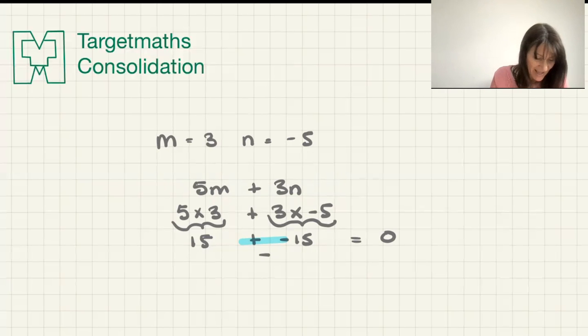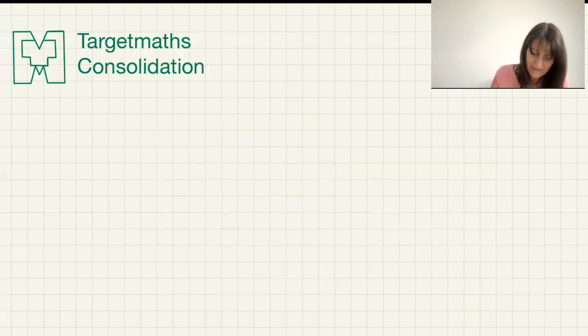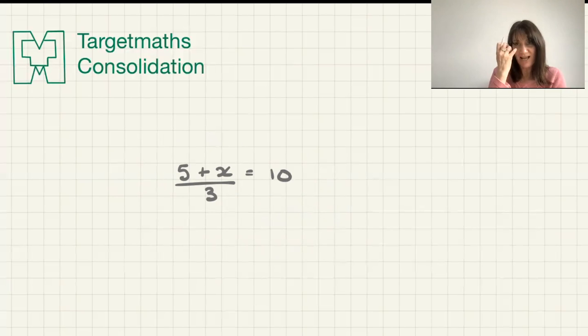Okay. Last question. I think we've done loads. I think you've done really well. So we've got 5 plus x, oh no, let's put it over 3, and we'll say that equals 10. So that's our last question. Hit pause and press play when you're ready.